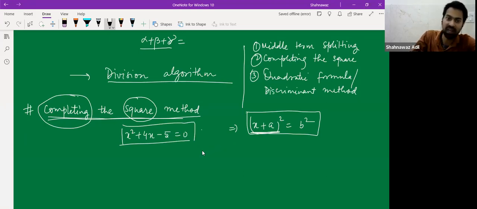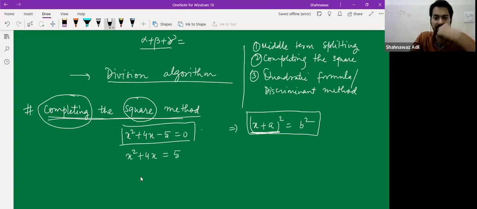So we have to make this equation like x plus a whole square, which is something plus b square. So this is the complete whole square, right? And a could be positive or negative, right? So we have to make this term like this. The idea is that we take this term to the other side. So we take x square plus 4x equals 5, right? Now we have to make this a complete square, right? Right, guys?